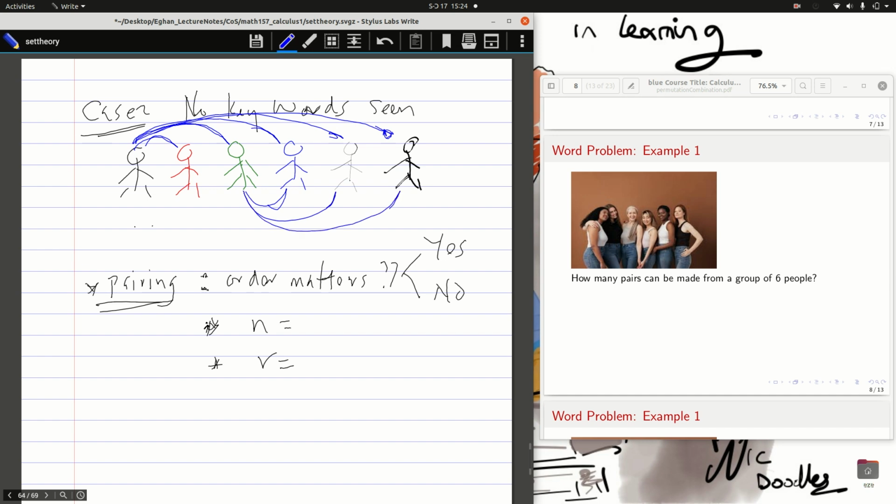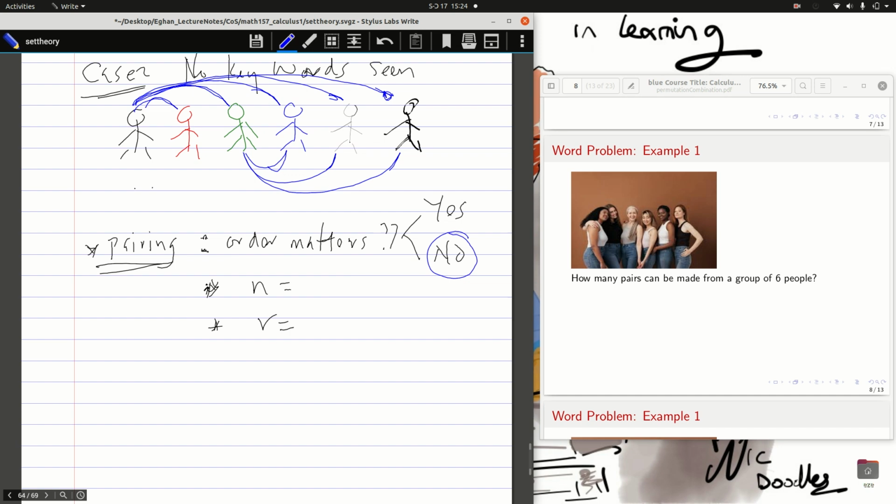I can pair this to this, this to this, this to this. You realize that the order does not really matter. I'm pairing, so the order does not matter. So I know I have combination. What is my n? n is 6 people. What is my choices? Pairing. Pair is 2. If you don't know pairing, pairing means 2 people. So 6 combination 2 here.